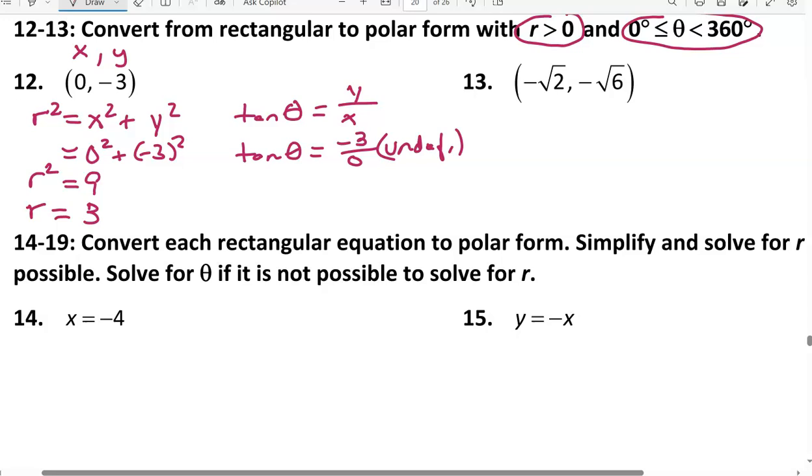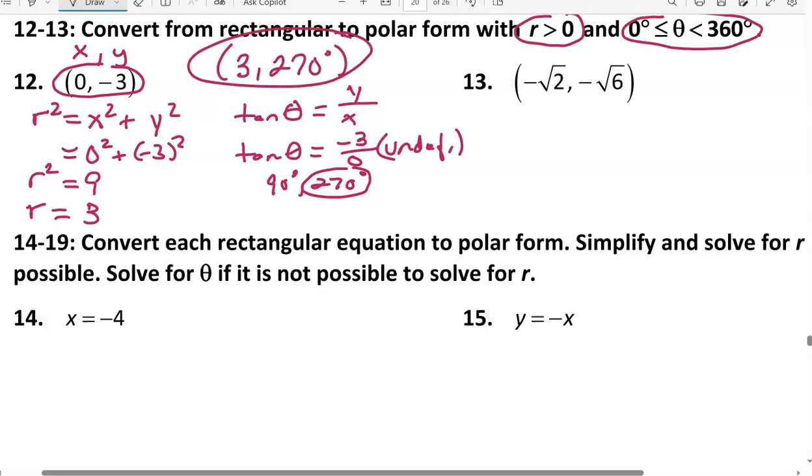Tangent is undefined for 90 and also for 270 degrees, but we need to choose one of them, and we're going to choose that based on the location of x comma y. 0 comma negative 3 is down from the origin, or down from the pole, so we're going to choose 270 degrees. So the point in r comma theta form is 3 comma 270 degrees.